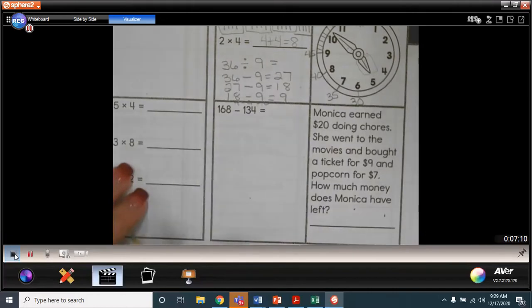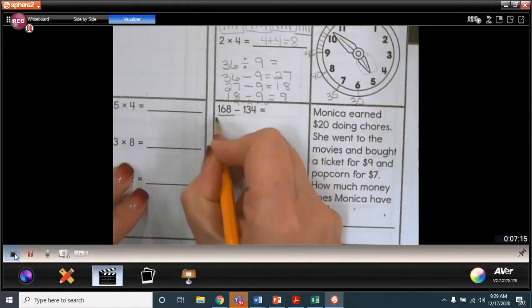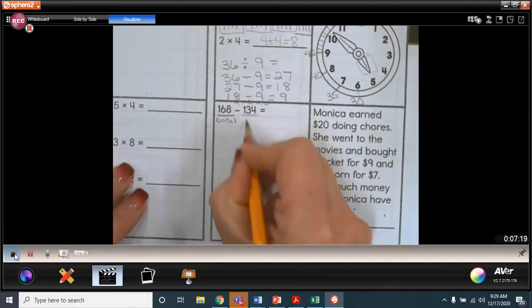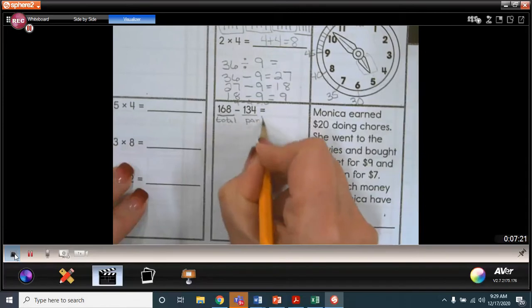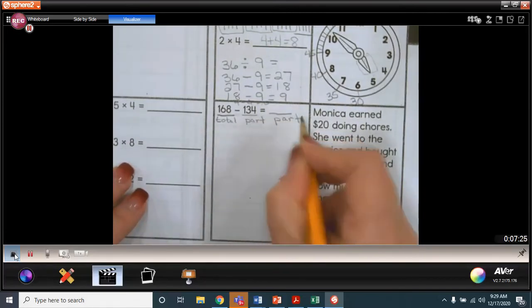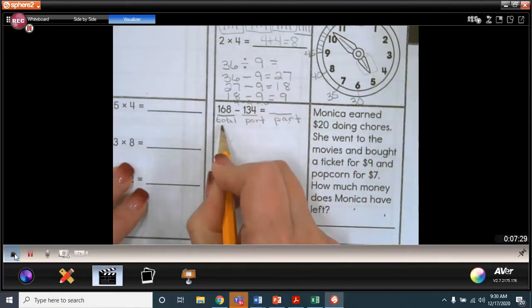Our next problem is a subtraction problem. We have our total, and we're going to subtract part of it, and we're looking for the other part. Remember, when you take these two parts and add them back together, they should come back to the total.